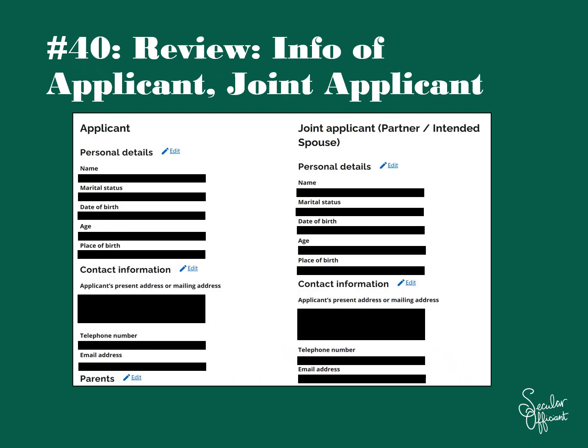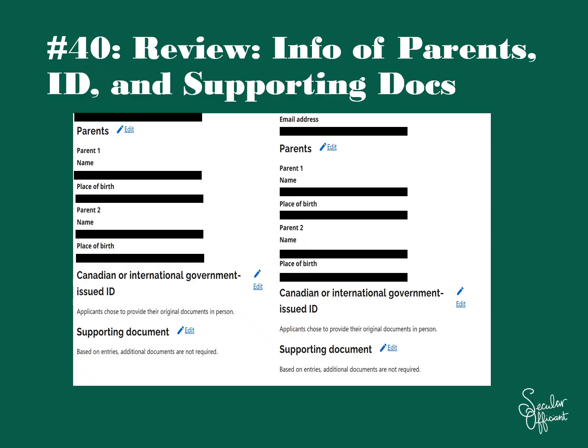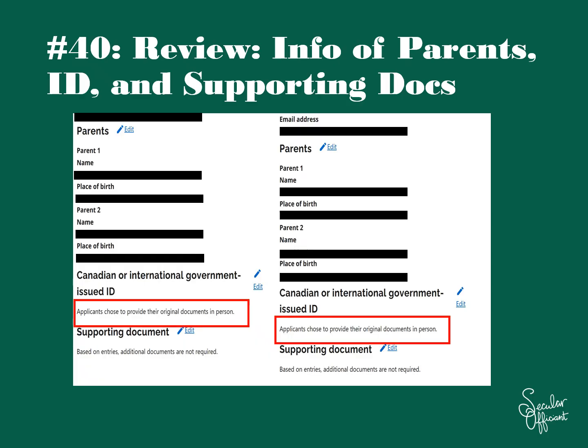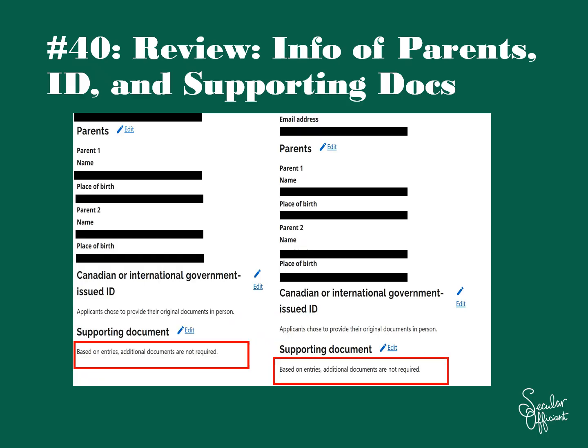You will also need to review your names, marital statuses, birth dates, ages, birthplaces, addresses, permanent addresses, phone numbers, and emails. You and your partner will also need to review the names and birthplaces of your parents. Please confirm that you have selected to bring your ID in person and check to see if you need to bring supporting documents. In this example, it indicates no.